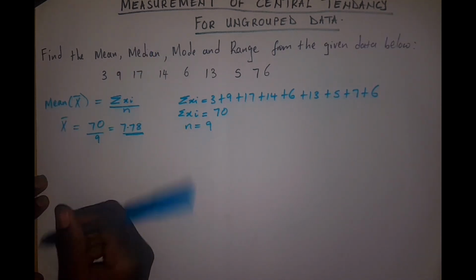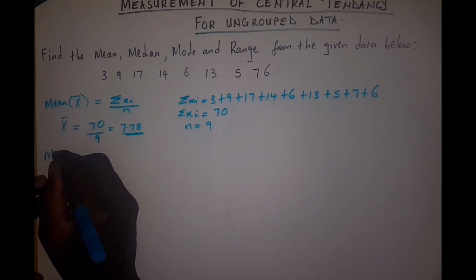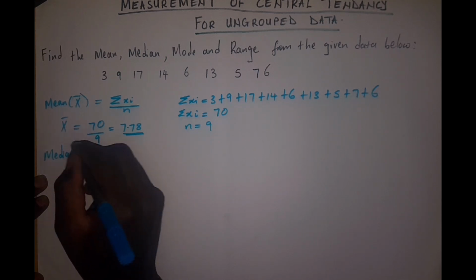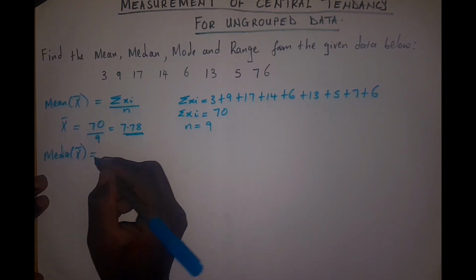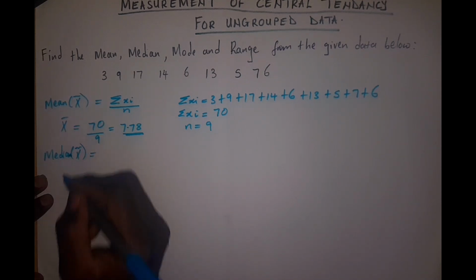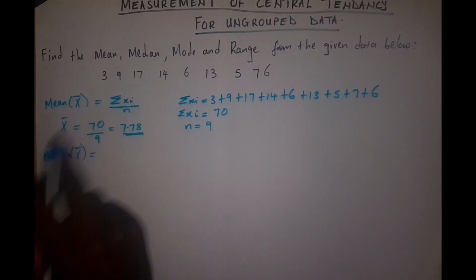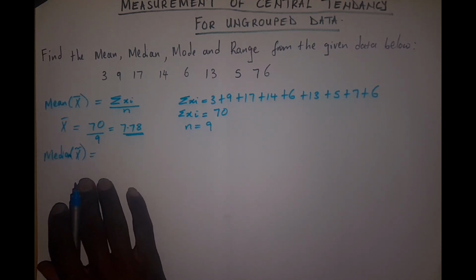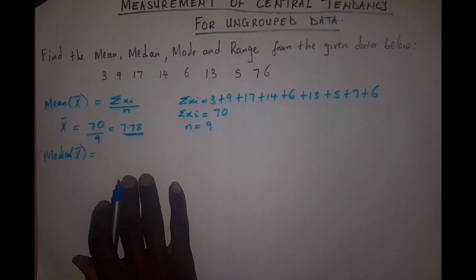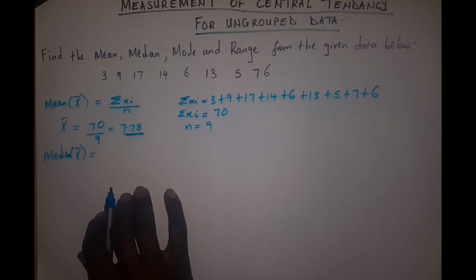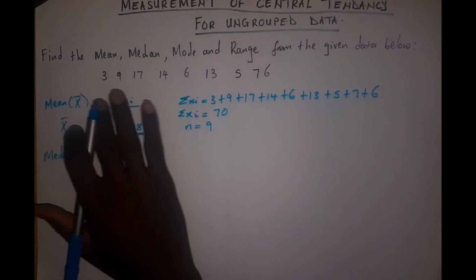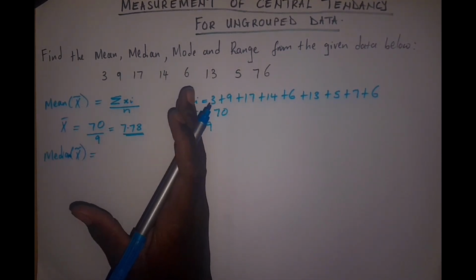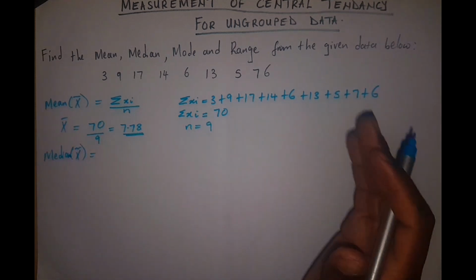Then secondly, the question says find the median. The median is represented by the letter X, but the bar is not straight. So what is the median? Let us first define the median. The median is the value of a random variable which divides ordered data, arranged in either ascending or descending order, into two equal halves. So a median is the value that divides the given data into two equal halves, whereby one half falls below the median value and the other above it.